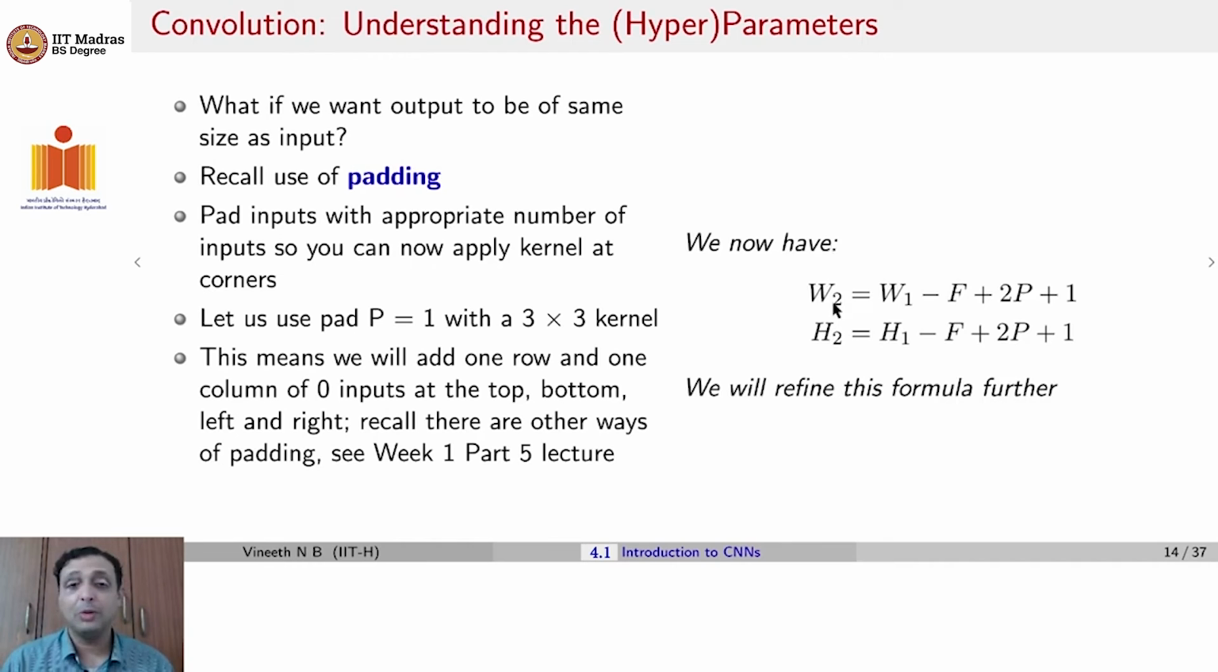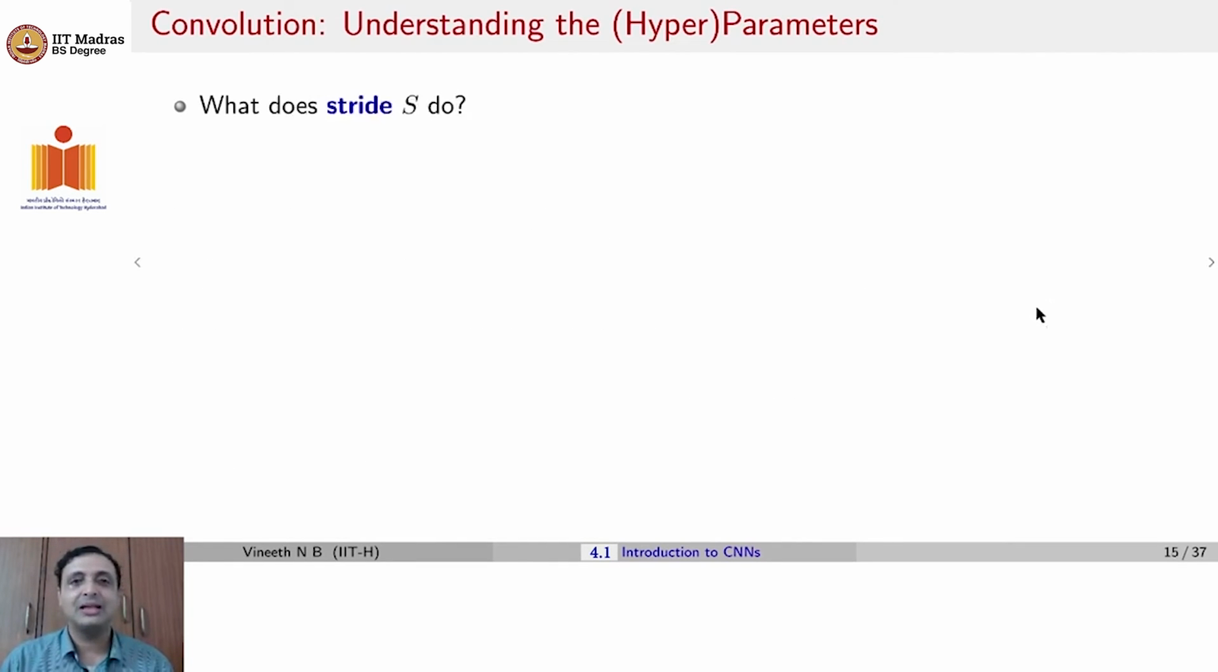We now have W2 to be W1 minus F plus 2P plus 1, where 2P is the padding that you have done, and it's 2P because you have to pad along both ends, along the columns and both ends along the rows too. That's the reason you need 2P. We're going to further refine this formula. We are not done yet, and that's where we bring in the concept of a stride.